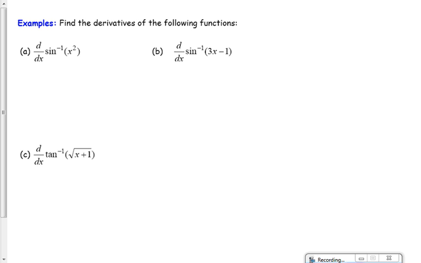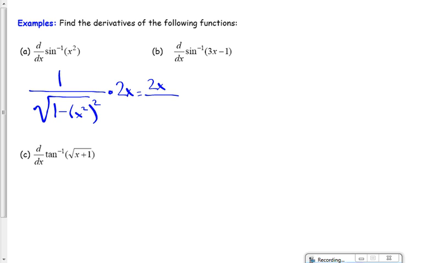Okay? The outside function is sine inverse, so I'm going to start with the framework for sine inverse. What's the derivative of sine inverse? 1 over square root 1 minus x squared, isn't it? But I like to leave parentheses because I'm not putting in x. What am I putting in? I'm putting in x squared. And because x squared is a function, I need to multiply by its derivative. And the derivative of x squared is 2x. So I would write this answer as 2x divided by the square root of 1 minus x to the 4th.